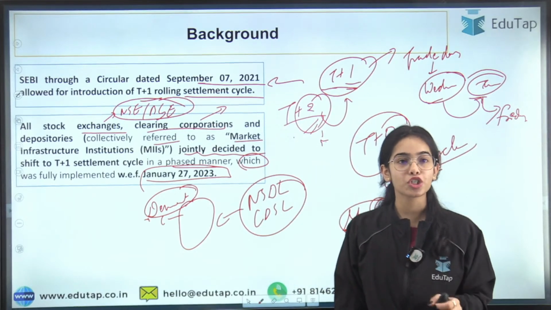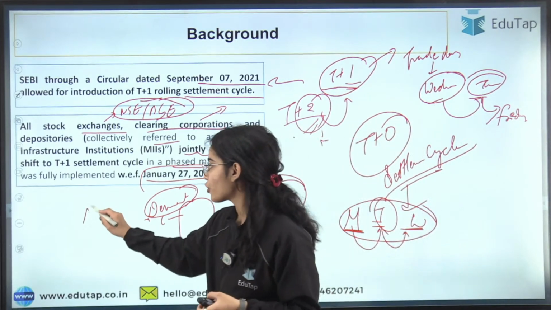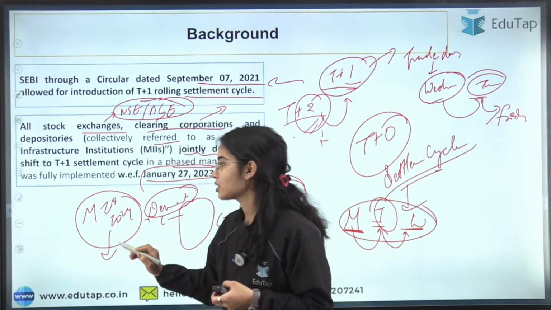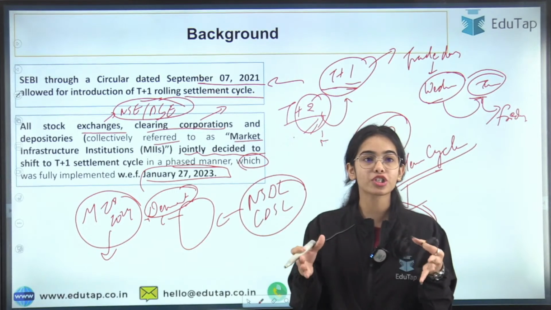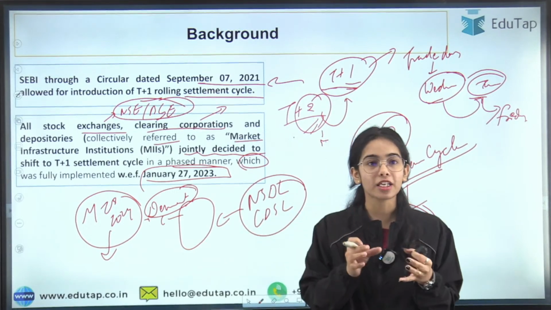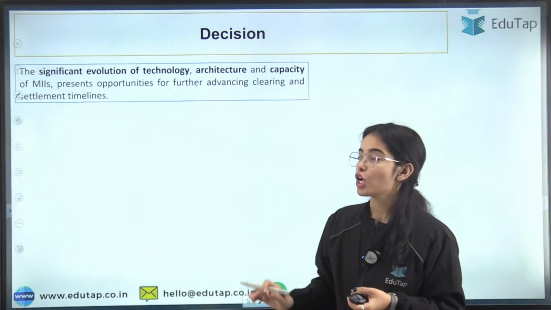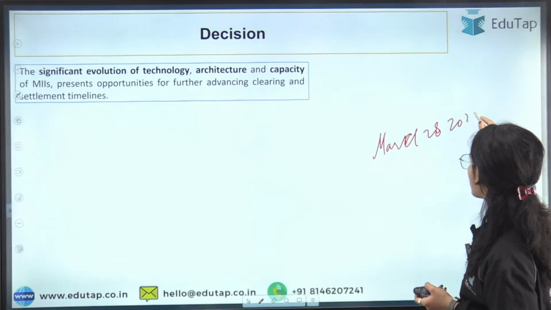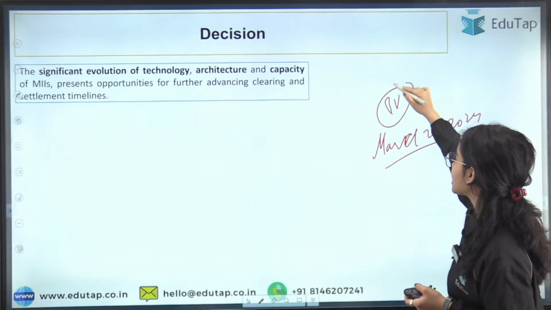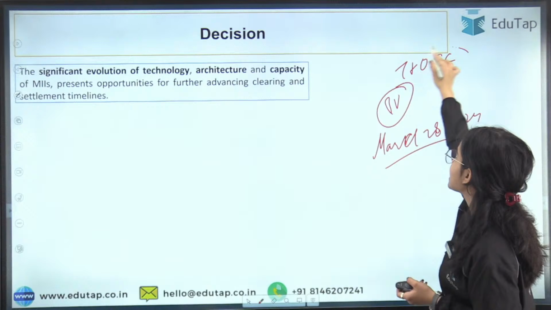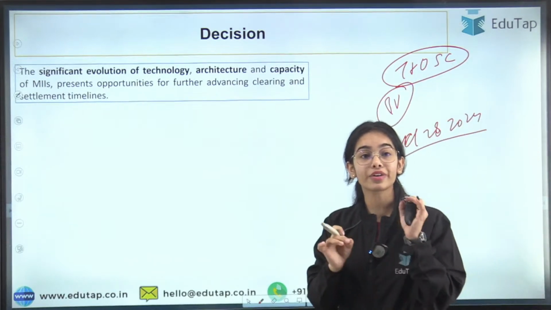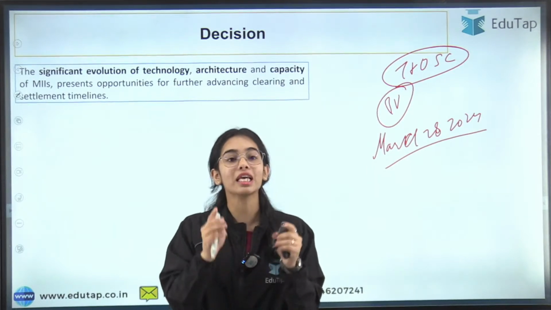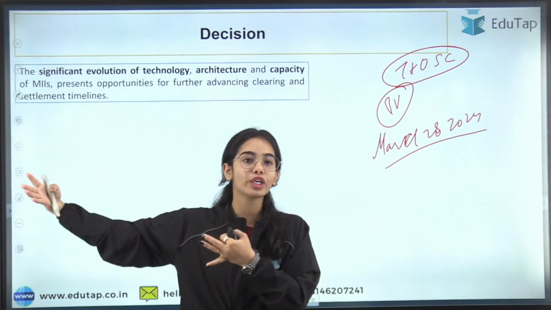And now a decision has been taken that from March 28, 2024, on an optional basis, in a beta version, the T+0 settlement cycle is being introduced. So now the trade will be initiated on Wednesday and settled on Wednesday only. There is no extra need for going to another day.